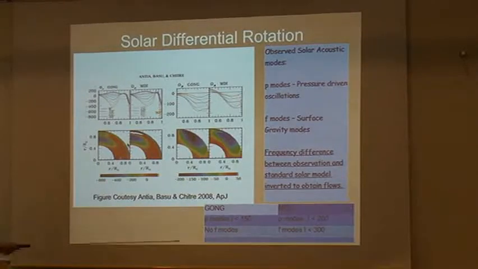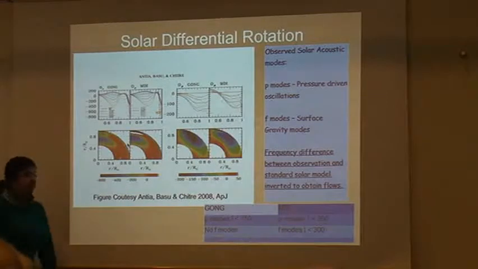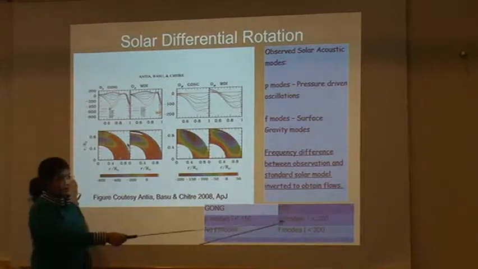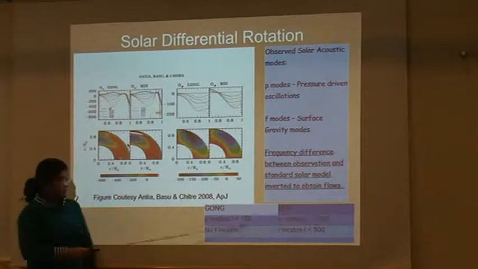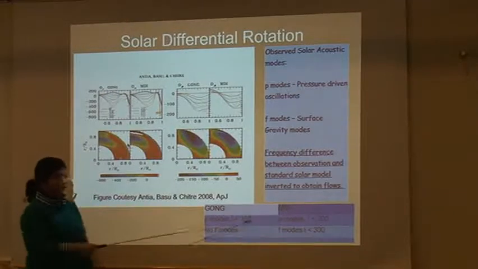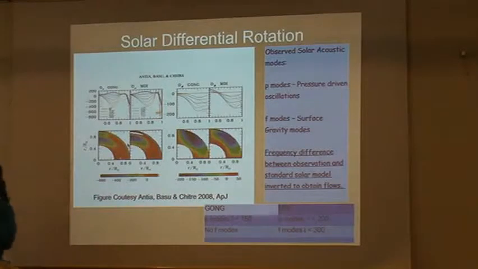We don't know. I mean, these two data agree only when you eliminate the P modes. If you limit the P modes to 150 for both of these, then they tend to agree. And F modes don't seem to affect the inversion for rotation very much.